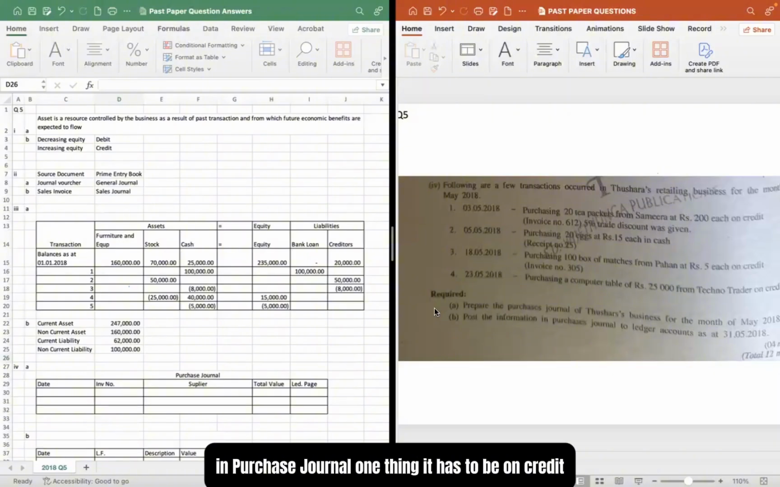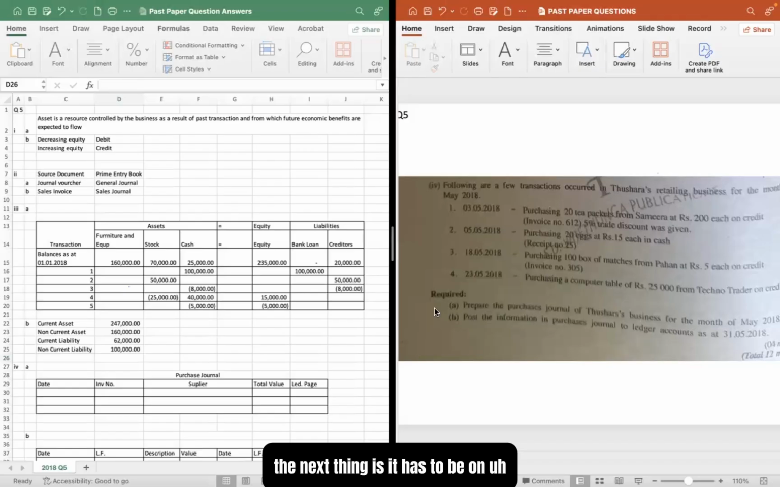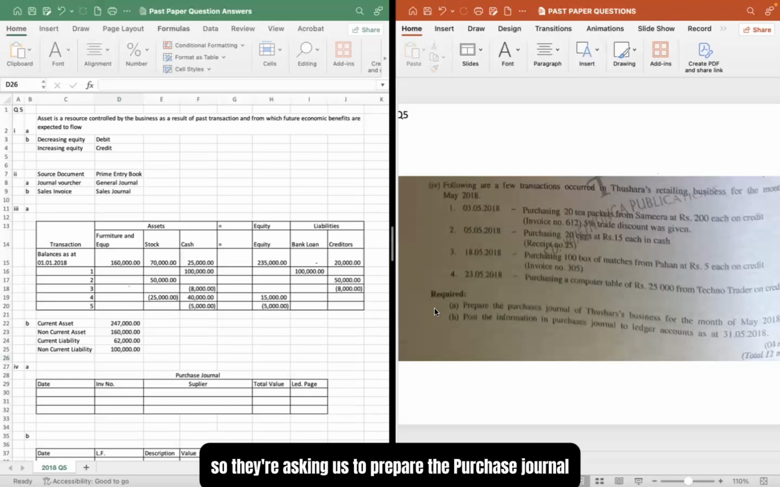One thing, it has to be on credit. The next thing is it has to be tradable goods. And then they are asking to post the information in the purchase journal to the ledger account as at 31st May 2018. So they are asking us to prepare the purchase journal and post these transactions to the ledger account.